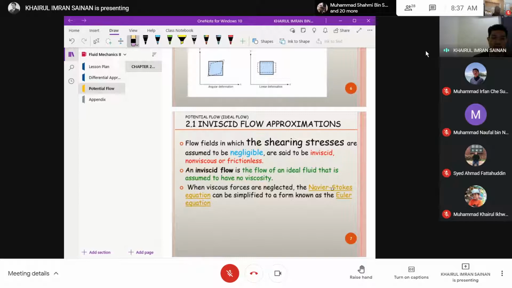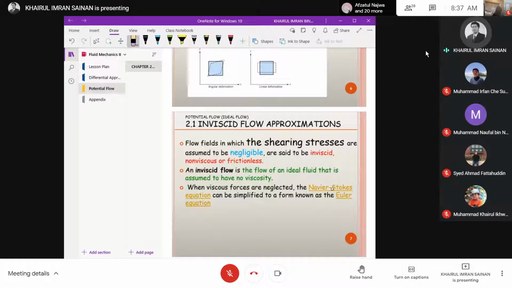The other name for it is inviscid flow. Flows in which the shearing stresses are assumed negligible are said to be inviscid, non-viscous, or frictionless. All three names basically give us the same information. Only the names are different. An inviscid flow is the flow of an ideal fluid that is assumed to have no viscosity.